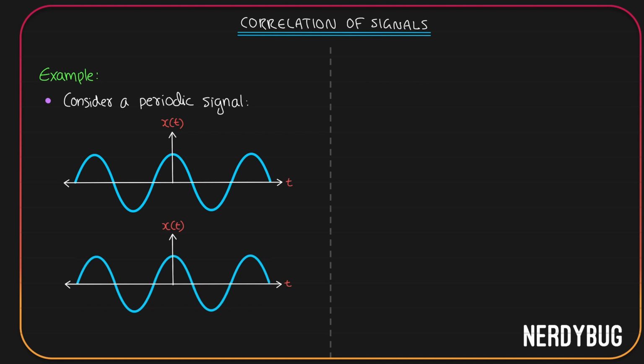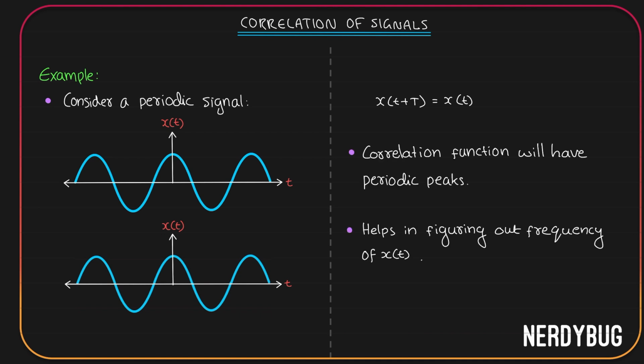But the thing about a periodic function is x of t plus the time period will be the same as x of t. So if the shifting is a multiple of its time period, they will again exactly align with each other, and I will again get the maximum value of autocorrelation. So the correlation function that we get by doing this will have periodic peaks. And using that, we will be able to figure out the frequency of our function x of t.